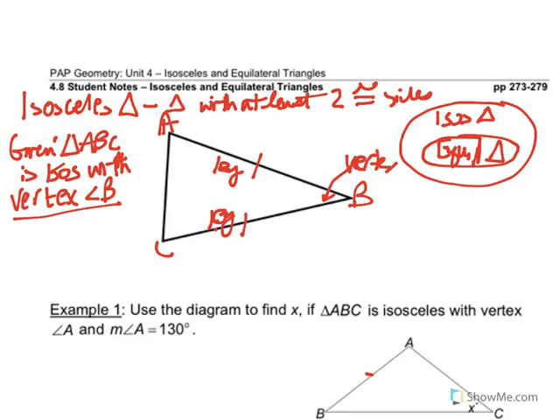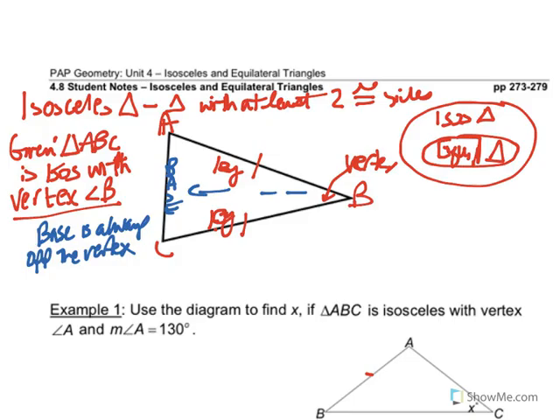So, yeah, the two legs always form the vertex. And then the side that's opposite the vertex, which is down here, is going to be called the base. So the base is always opposite the vertex.